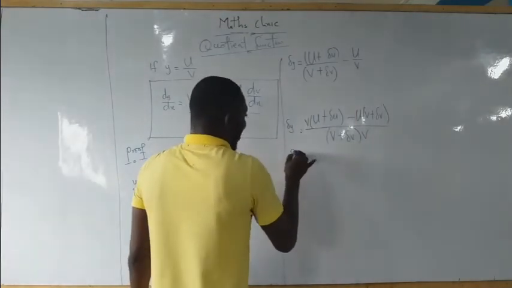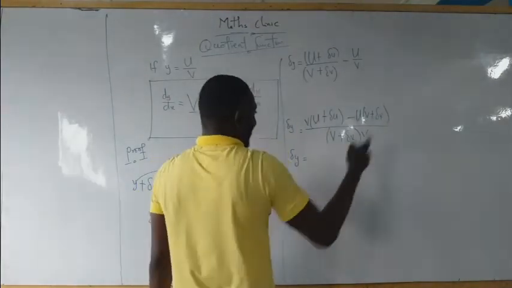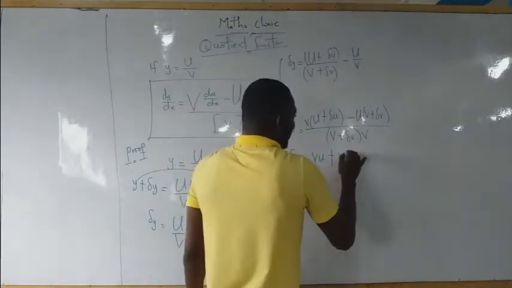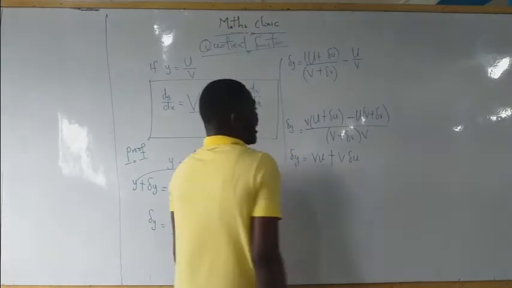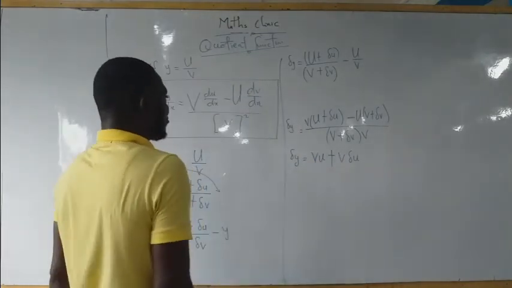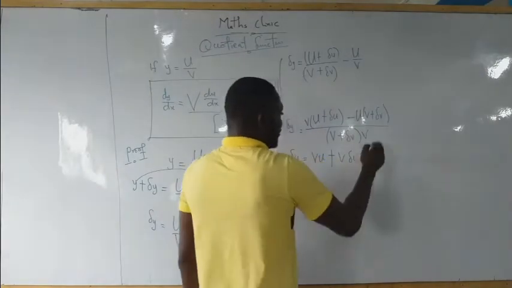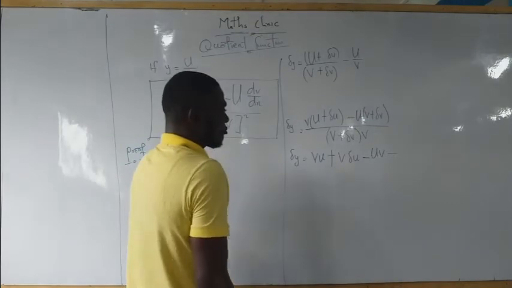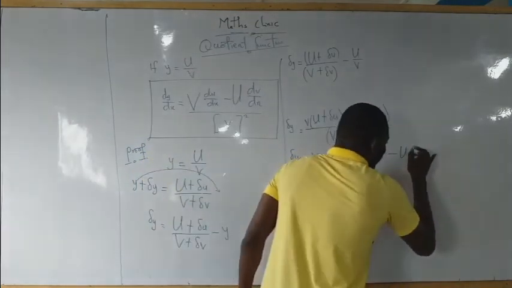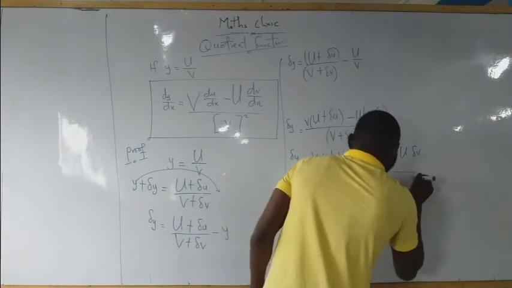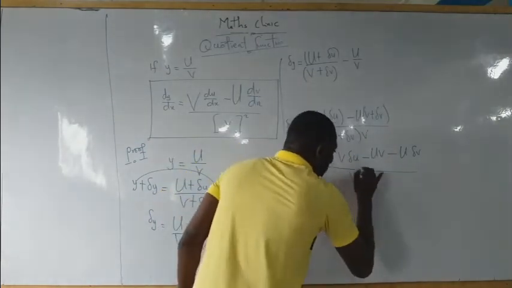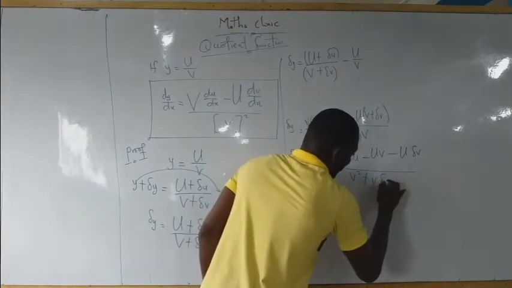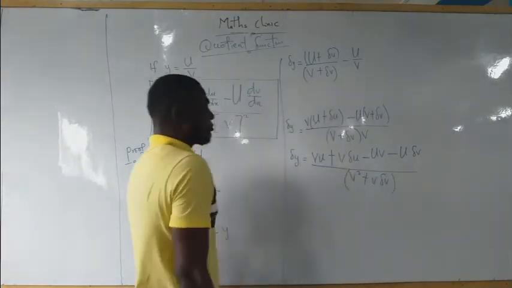So you can have change in y equals, open the bracket, vu plus v du, that's v times change in u, minus, open this also, uv, minus times plus is minus, this will be u dv. Everything over, open the bracket, v times v, that's v squared, plus v dv, that's change in v.